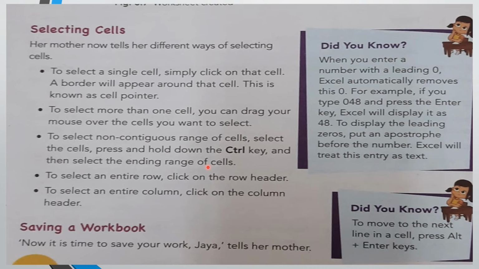If you want to select any data in between your worksheet, in between your spreadsheet, you can press mouse pointer anywhere from where you want to select and hold it and drag it till the end cell from where you want to stop. Means your range, when you complete your range, you leave this and your data will be selected. To select an entire row, click on the row header.